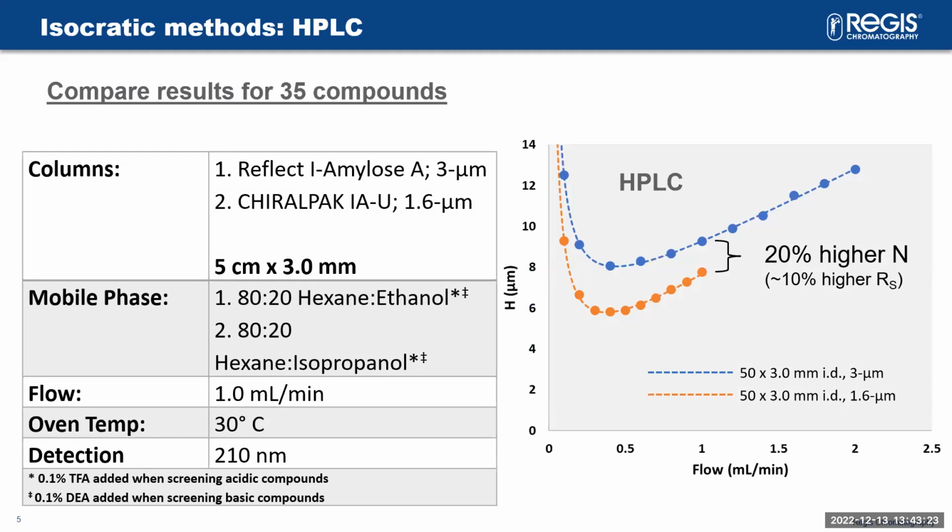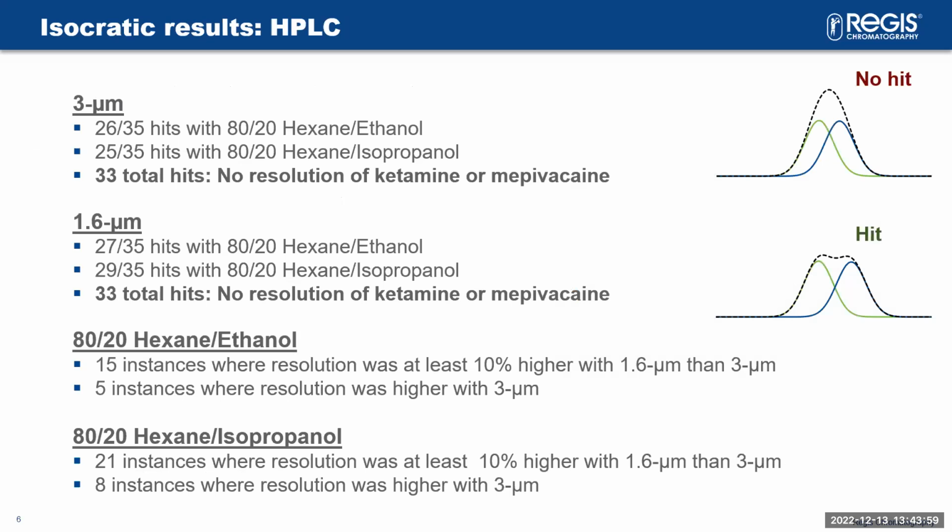So we wanted to compare the advantages of small particles over somewhat larger particles. And to do this, we compared screening runs for 35 different compounds on 2 different columns. Both of those columns had immobilized amylose 3,5-dimethylphenylcarbamate selectors. One of the columns is the Reflect I Amylose A column. That was a 5 centimeter long column, 3 millimeter ID, packed with 3 micron particles, while the Chiralpak IA column had the same chemistry, same length and ID, but it was packed with 1.6 micron particles.